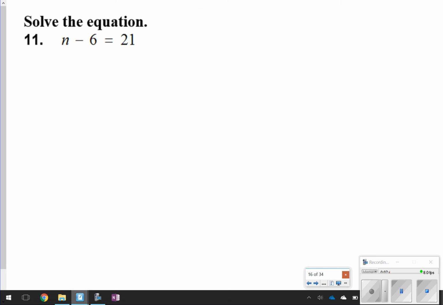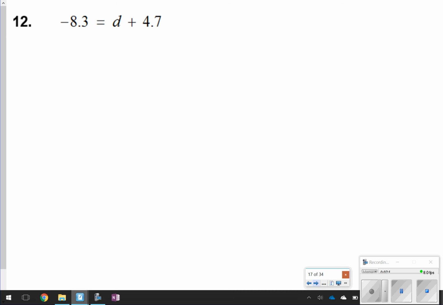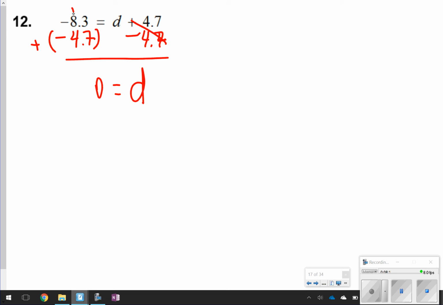For number 11, to solve the equation, again, you just show the opposite operation. N is equal to 27 for number 11. Number 12, again, opposite operation. You do need to be careful here, because even though we're subtracting 4.7 from both sides, doesn't mean we're subtracting 4.7 from negative 8.3. It's actually just meaning there are 2 negatives here, so instead we needed to add those 2 negatives. 3 plus 7 is 10, 8 plus 4 is 12, plus 1 is 13. So I get negative 13 for my answer for number 12.